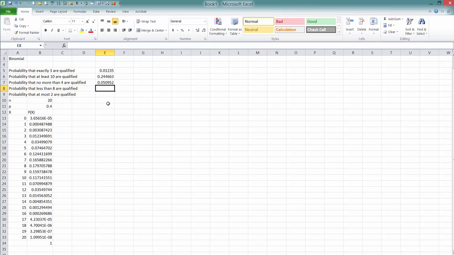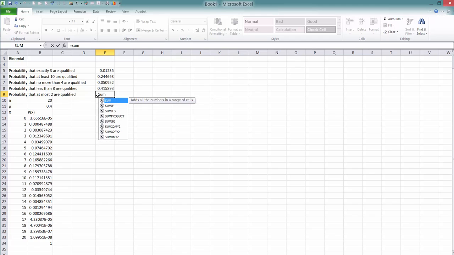Probability that less than 8 are qualified equals summation of less than 8, which means 7 or less. Probability that at most 2 are qualified equals summation of at most 2, which means no more than 2. So 0, 1, and 2.